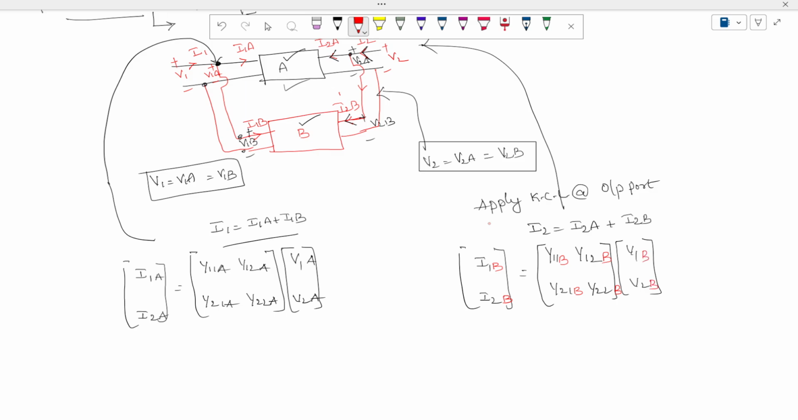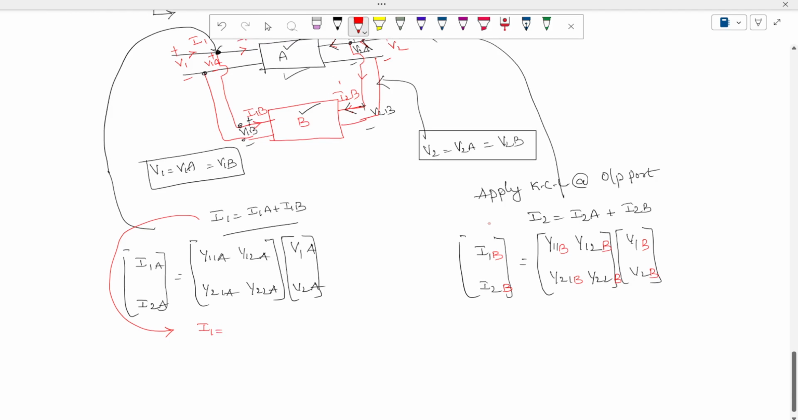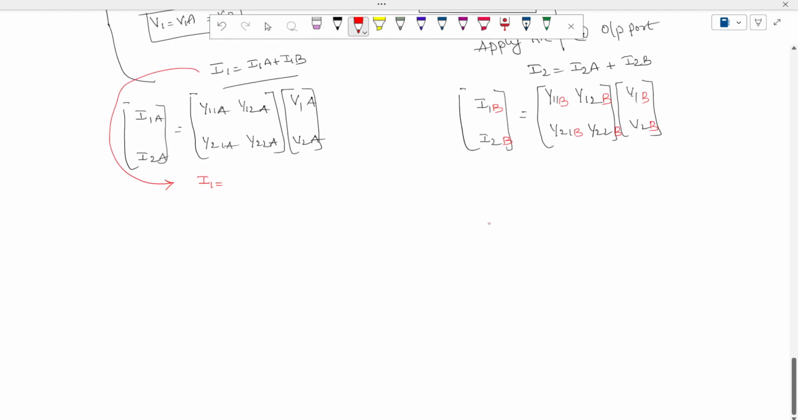So now we want to write down this expression. I1 is equal to I1A plus I1B. How to write I1A? I1A is nothing but Y11A V1A plus Y12A into V2A, plus I1B. This is I1B, row multiplied with the column. So we can write this as Y11B V1B plus Y12B V2B.